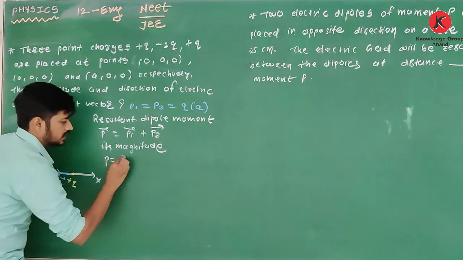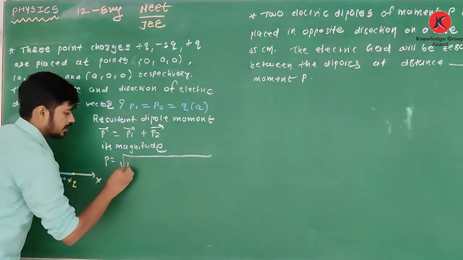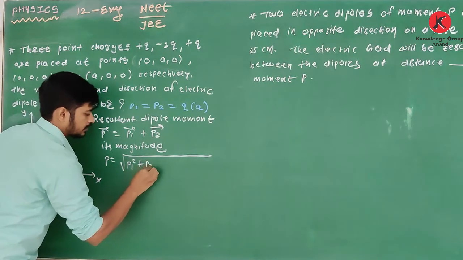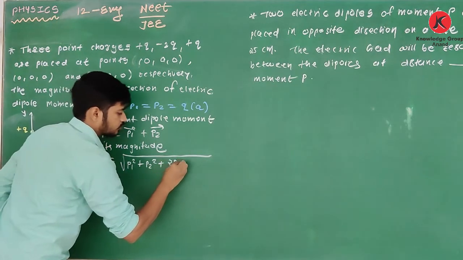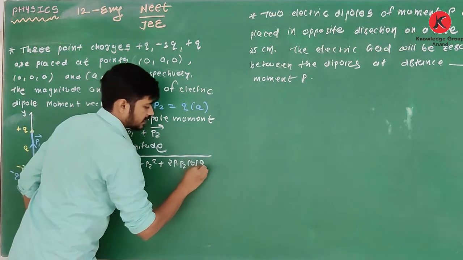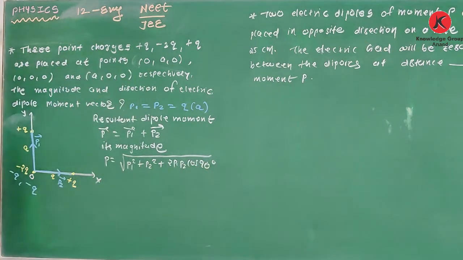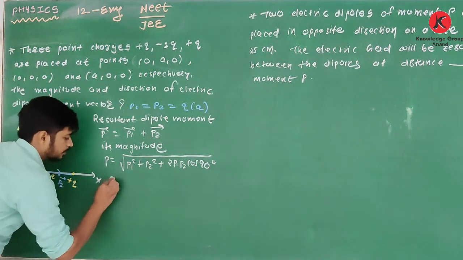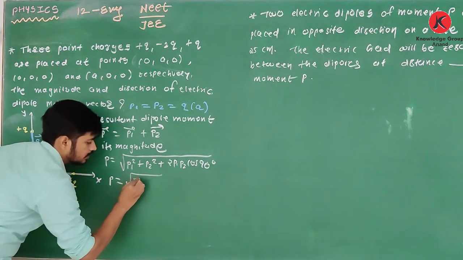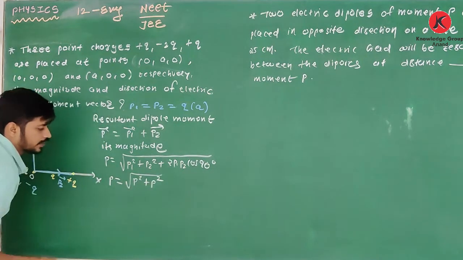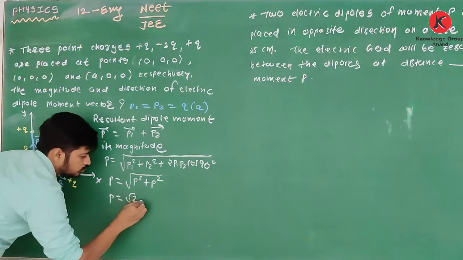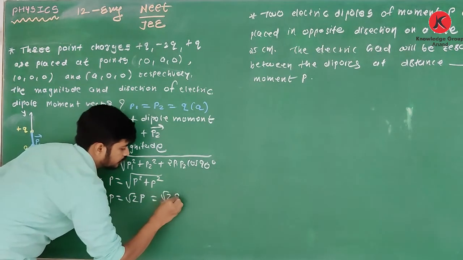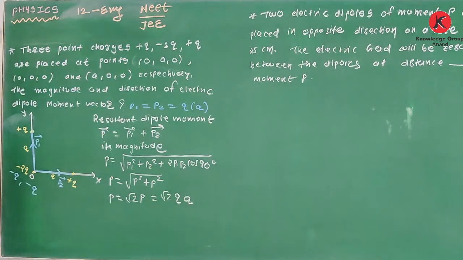P is equal to under root P1 square plus P2 square plus 2 P1 P2 cos theta. And what is the angle between them? 90. So yes, it is cos 90, and cos 90 will be 0. So P is equal to under root P square plus P square, so P is equal to root 2 P, means it is root 2 into P. So yes, it is its magnitude.